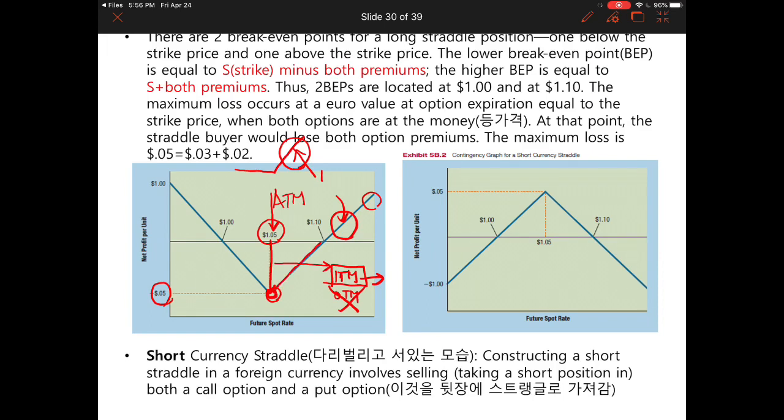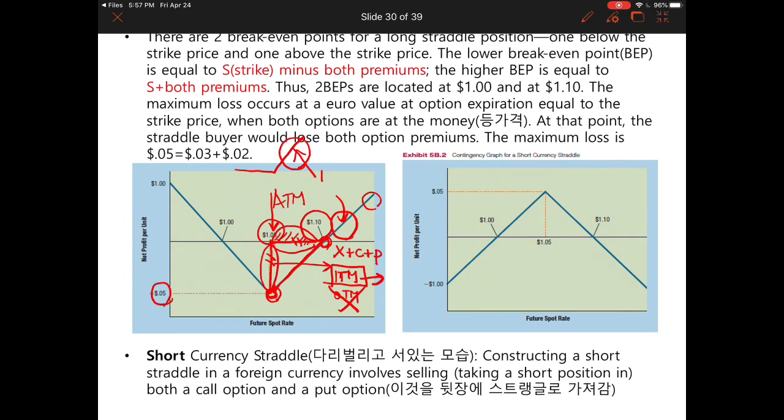Slope 1 means, what's slope 1? Think about the triangle. The height and length should be the same. What about the height? It's 5 cents. Then what about the length? This is 5 cents, right? So adding 5 cents to the exercise price, it will become 1.10. So the way to find the break-even point, mathematically speaking, is exercise price plus call premium plus put premium, right? That's for one break-even point.